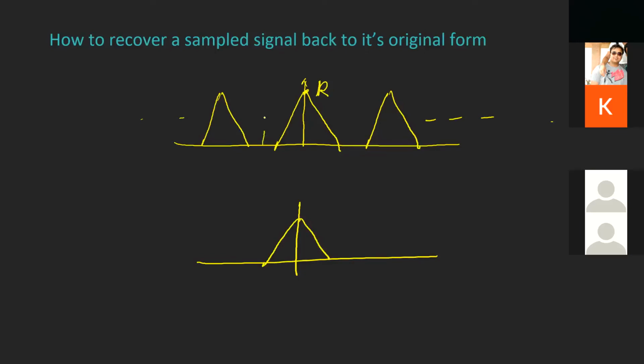So for that, I'll just put a low pass filter. That's it. So how do we recover a sampled signal back to its original form? Just put a low pass filter across the original spectrum. And ideally, these cutoff frequencies should be minus Fs by 2 to plus Fs by 2. I think this is clear.